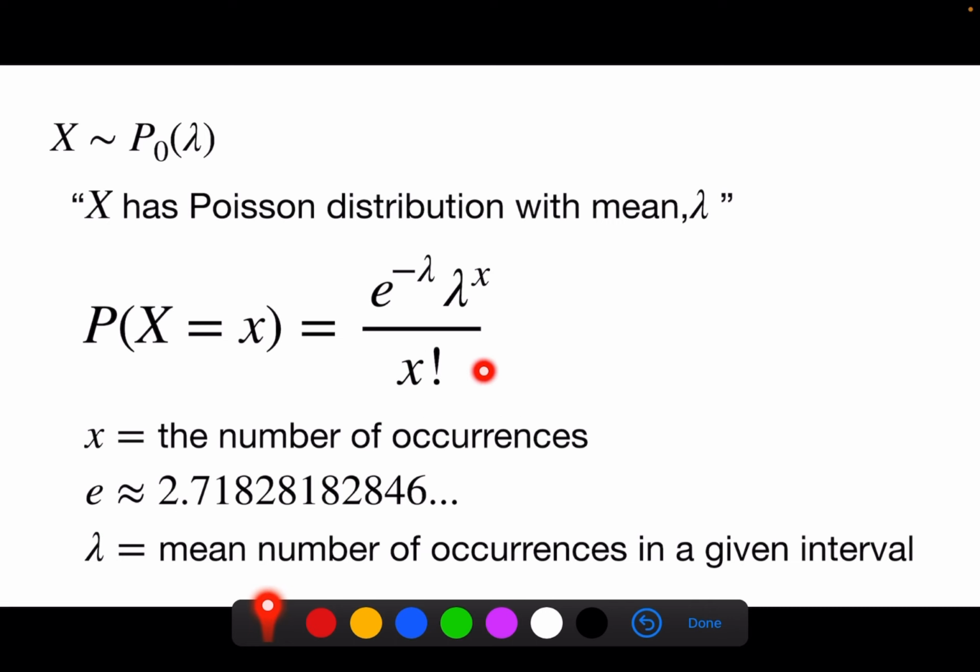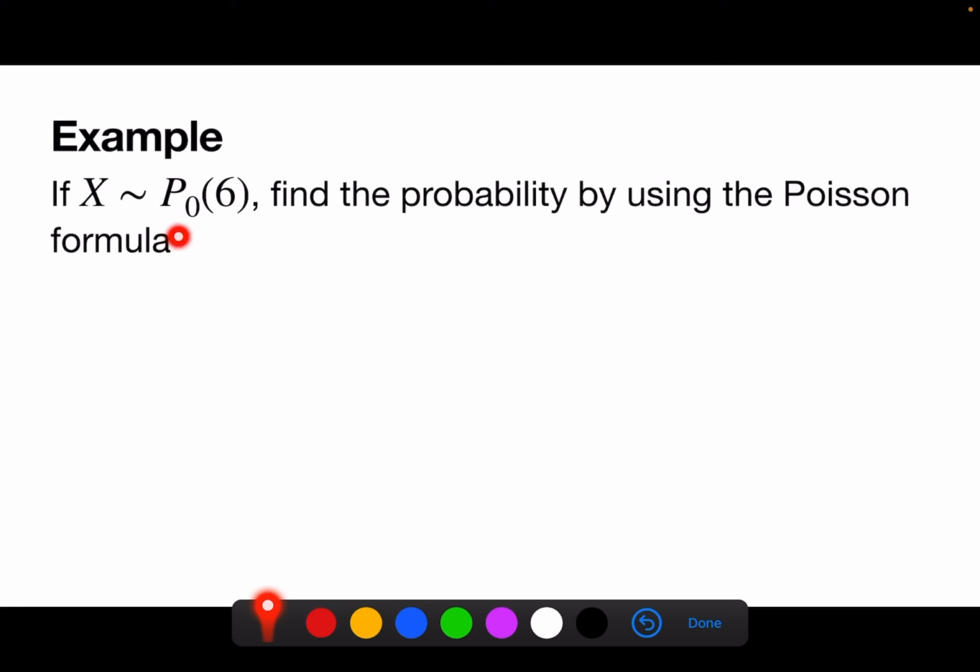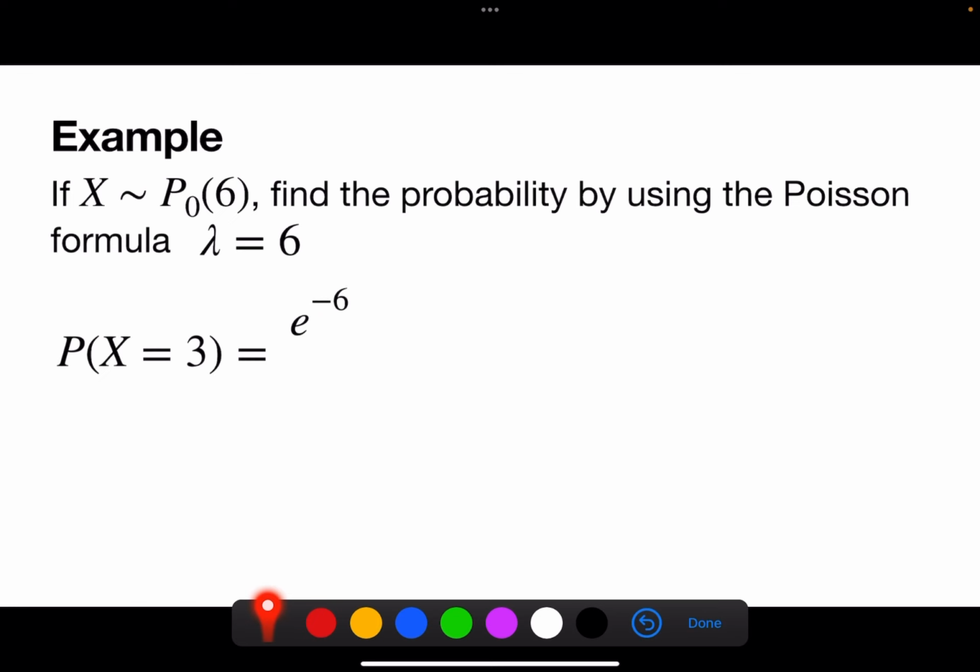I hope you know where these symbols are on your calculator. Our x starts with 0, 1, 2 until. If binomial, we have until n, number of trials. Until when? Infinity, countless. If x has Poisson distribution with mean 6 or lambda 6, find the probability by using the Poisson formula. So our lambda here, or the mean, is 6. Probability of x equals 3, we just have to substitute. Exponent negative 6, because negative lambda, times 6 to the power of 3, divided by 3 factorial.